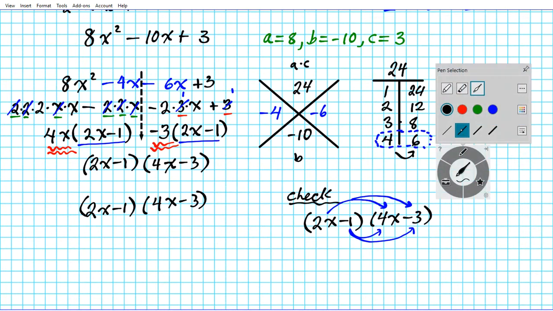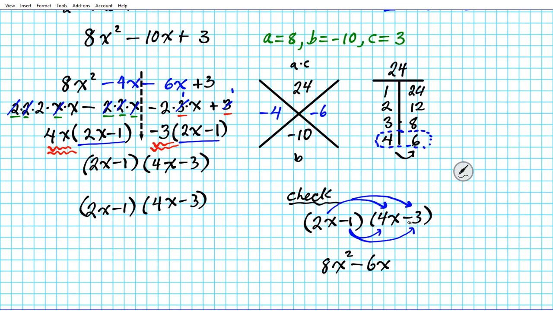Alright, so what is 2x times 4x? Actually, 2x times 4x is 8x squared. 2x times negative 3 is negative 6x. Negative 1 times 4x is negative 4x. And negative 1 times negative 3 is positive 3.